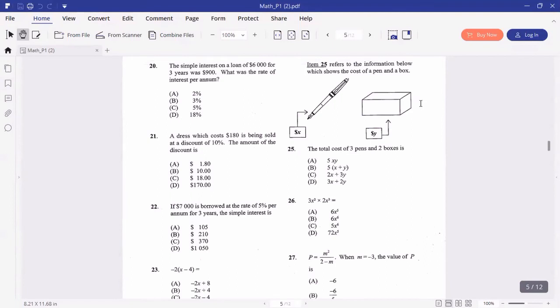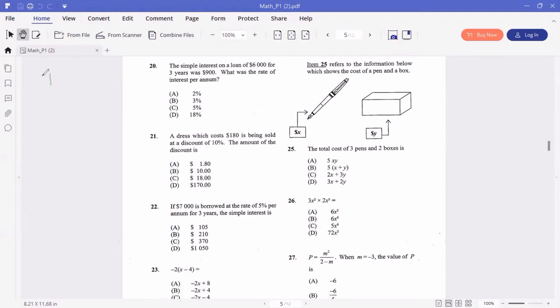It says the simple interest on a loan of $6,000 for 3 years was $900. Now, what is the rate of interest per annum? So that is how much you're going to pay back to wherever you get the loan from, or the person you get the loan from, the loanee. How much in interest you're going to pay back on the principal that you're borrowing.